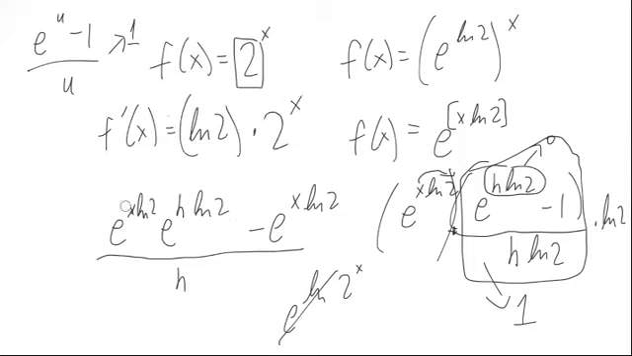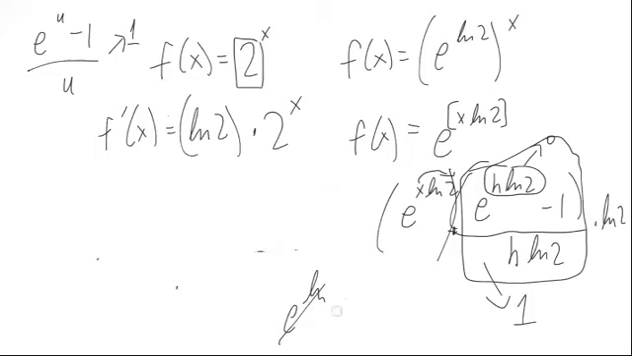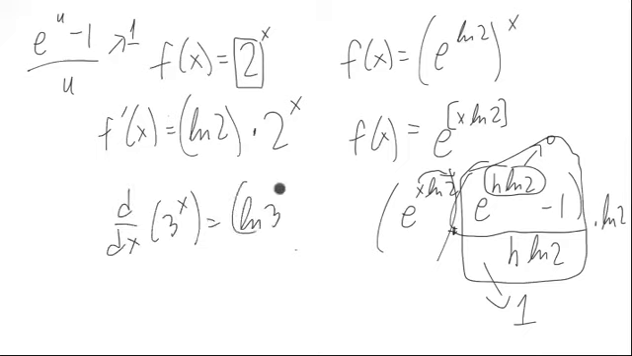Now, was 2 special in all of this? 2 kind of stayed there. I could replace all the 2's everywhere with 3's, or really any positive number for that matter, something I can plug into natural log, and I would get that the derivative of 3 to the x is natural log 3 multiplied by 3 to the x.